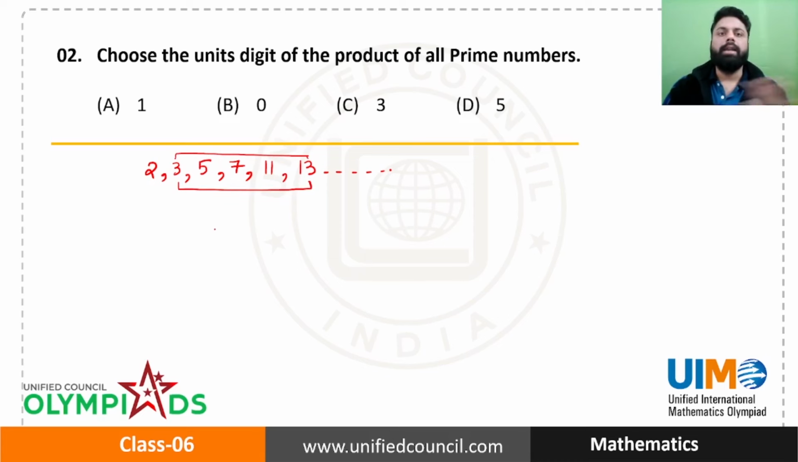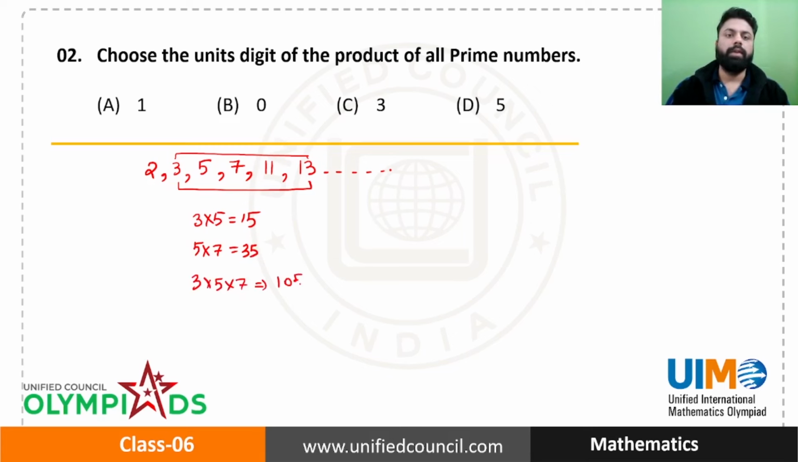If you multiply any odd number, let's suppose 3 into 5, that is 15. 5 into 7, that is 35. 3 into 5 into 7, that is 105. Every time we are getting a number that is the odd number. And also every time we are getting the unit digit as 5. Let's try to understand this. 3 into 5 into 7 is 105 into 11 is equal to 1155.